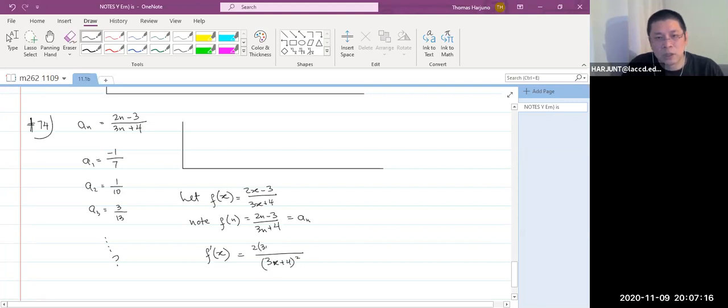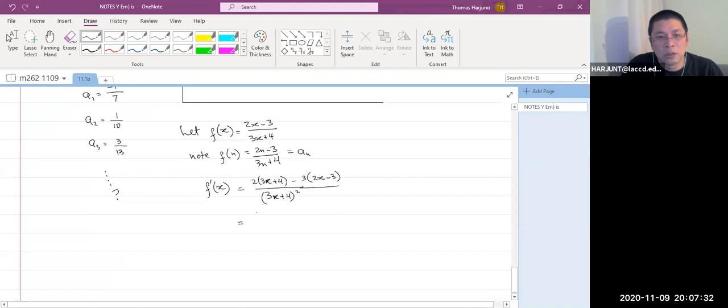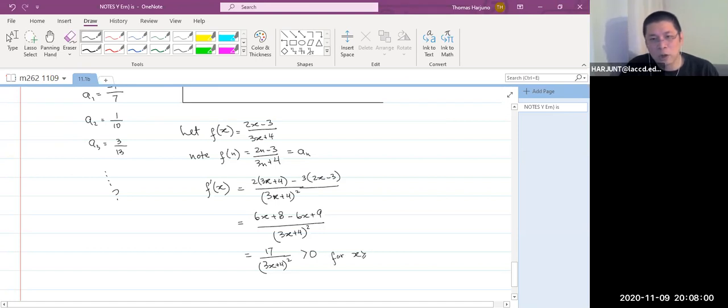That's 2 times (3x plus 4) minus 3 times (2x minus 3), that is (6x plus 8 minus 6x plus 9) over (3x plus 4) squared. That's 17 over (3x plus 4) squared. Notice that this is positive for x at least 1, right?